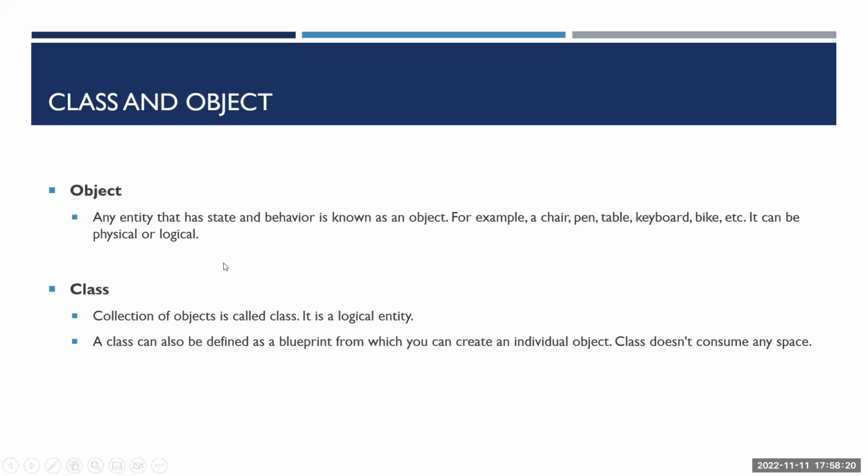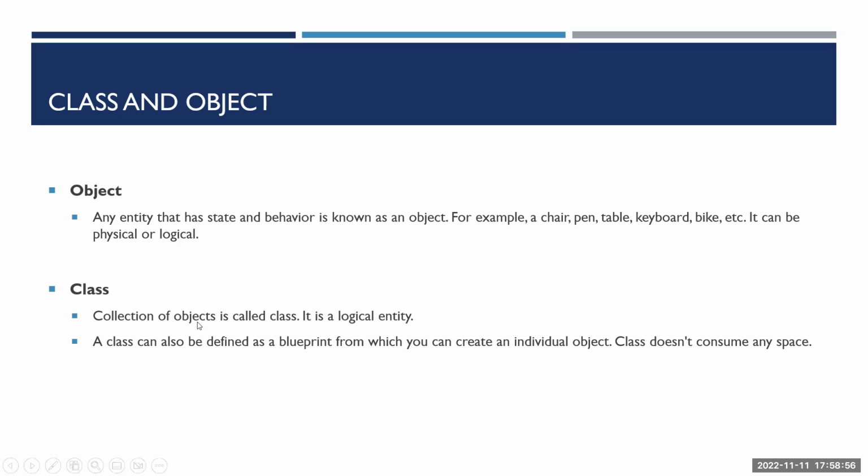As I discussed in the previous slide, what is an object? It is an entity. It can be physical or logical, and it should have a state and a behavior. Let's say a chair, a wooden chair. Or a pen: you write with a pen. A table: you sit on it, draw some drawings on it. You do something with it. So all these are called objects.